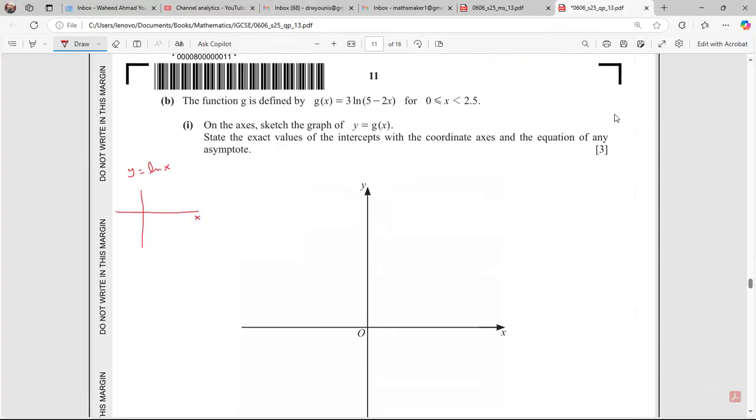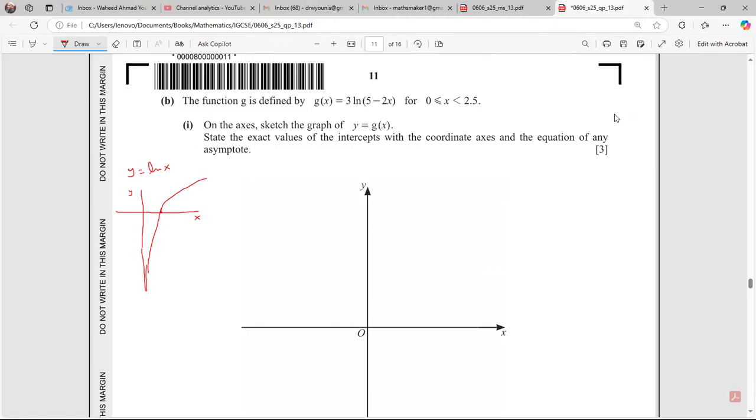This is x, this is y. When x is 1, the log of 1 is 0. And when x is increasing, it is increasing like this. And when x is decreasing, it is decreasing, but it will never go to a negative number. So the line x equals 0, the y-axis, is the asymptote for this one.